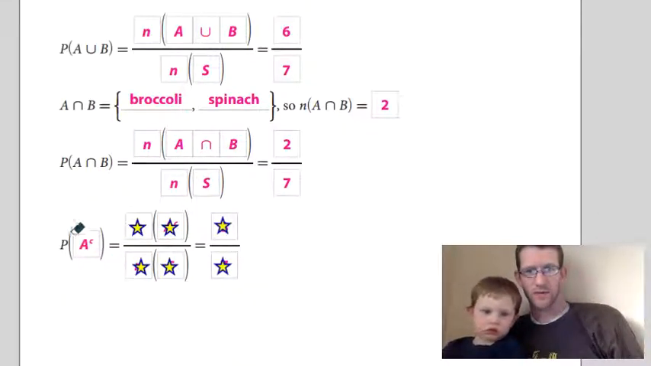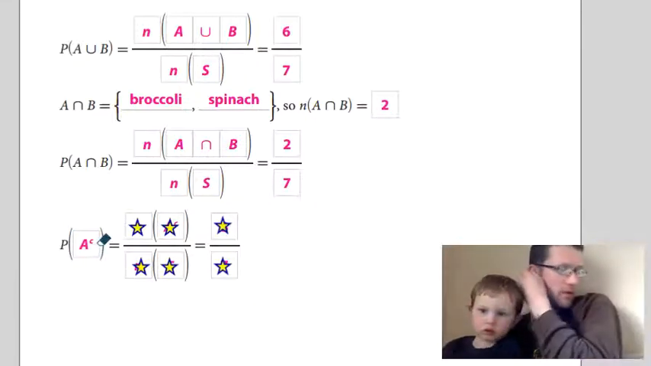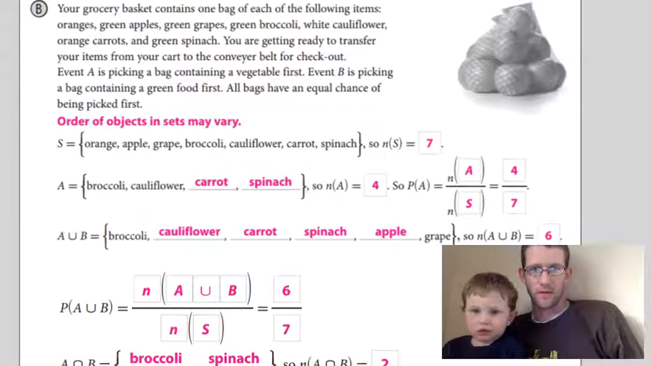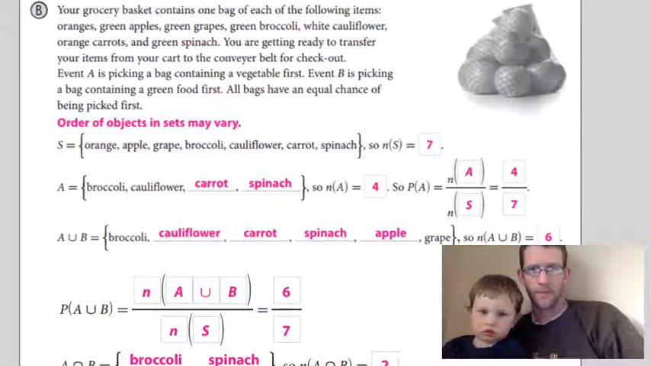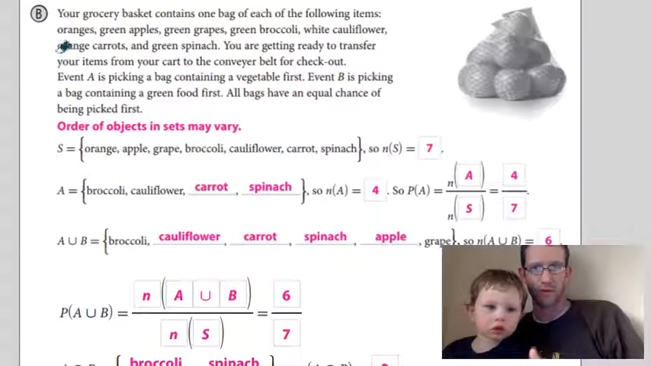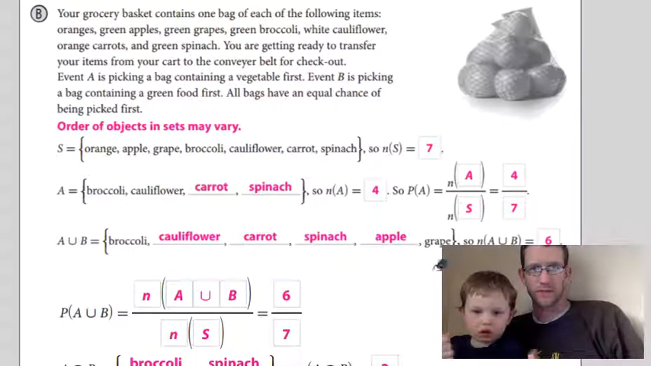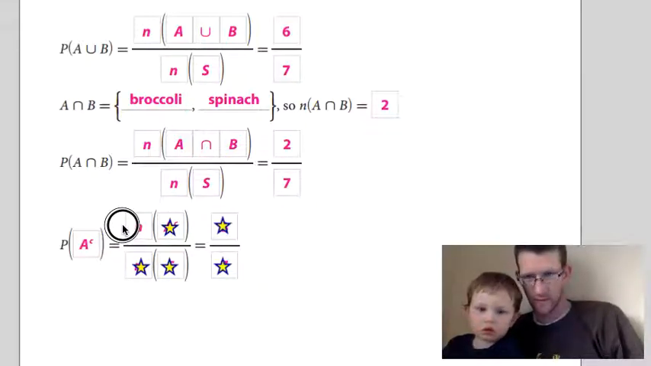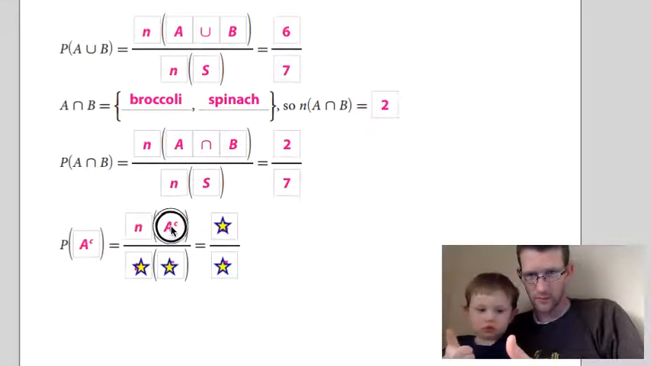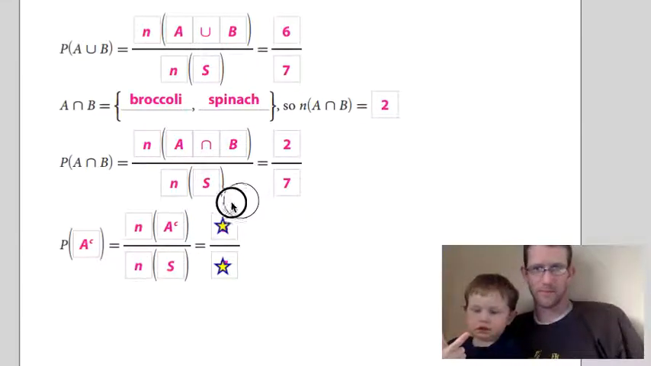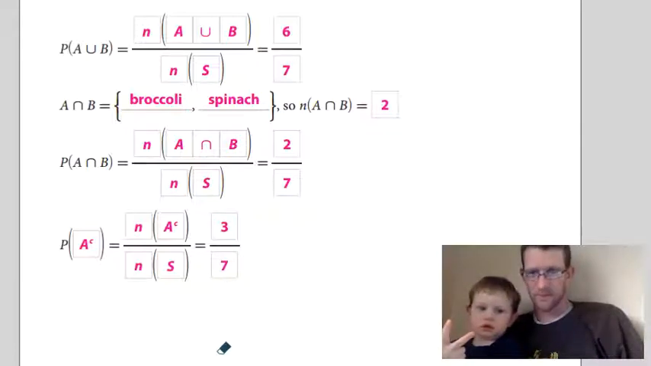And then finally, the last one is the probability of the complement of event A, right? The complement of event A is picking a vegetable first. So how many of these things are not vegetables? Well, that includes oranges, apples, grapes, and so there's 3 things. Can you count to 3, Renner? Can you go 1, 2, 3? 3, good. So 3 out of 7.